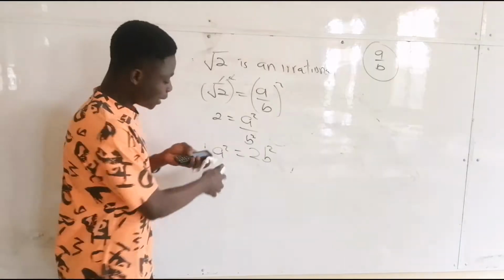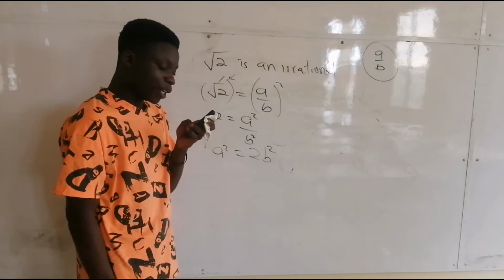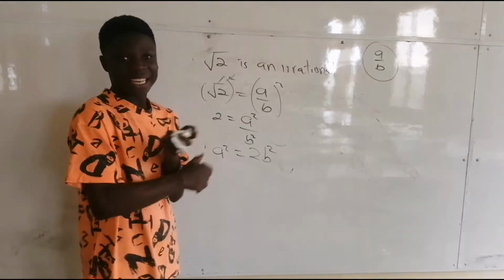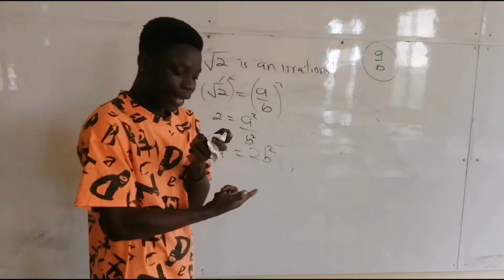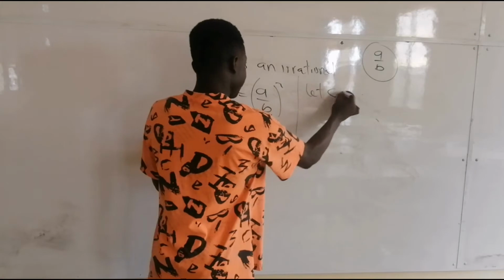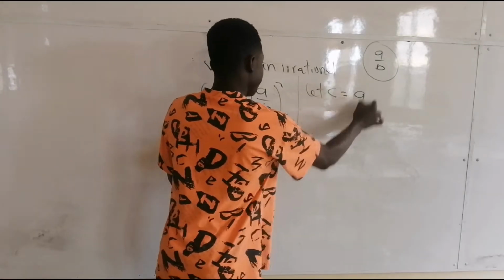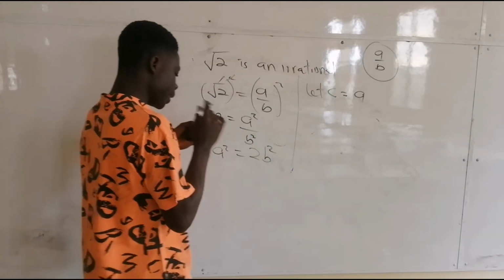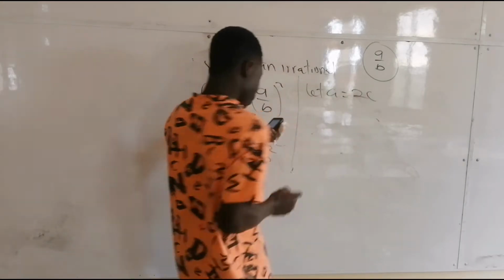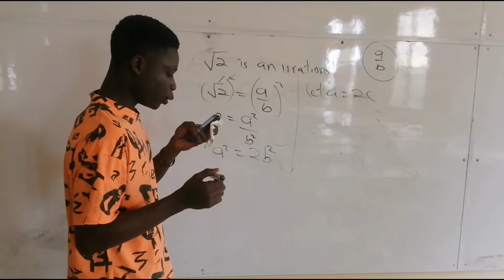now, we know that A squared is equal to 2B squared, right? So A squared is an even number, right? So it means that A will be an even number. If A squared is an even number, A will be an even number. So we're going to make some assumption. Let A be equal to 2C, right? So we're going to let A be equal to what?